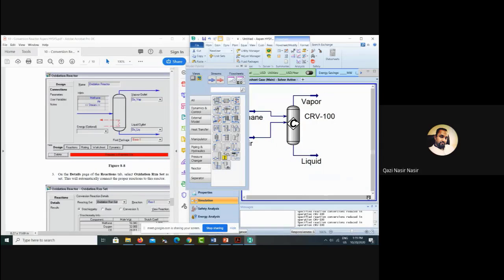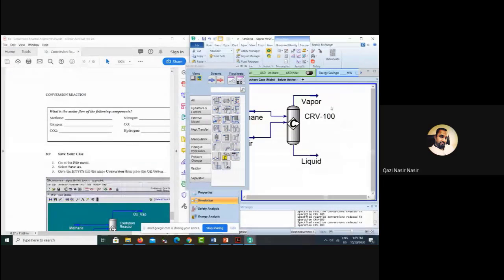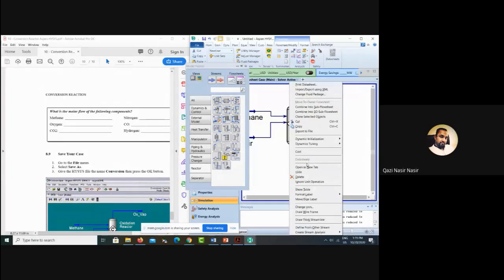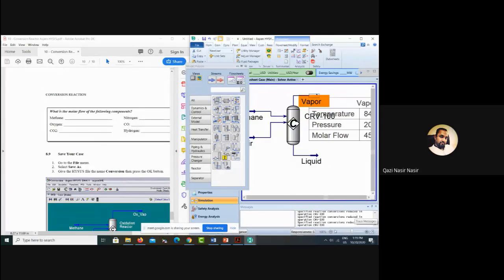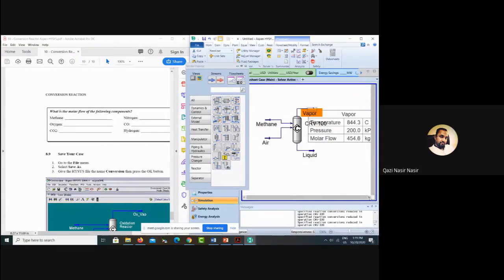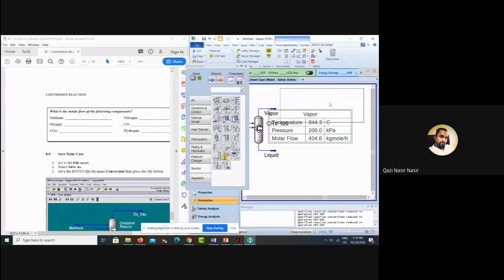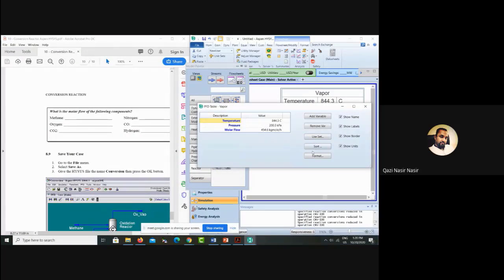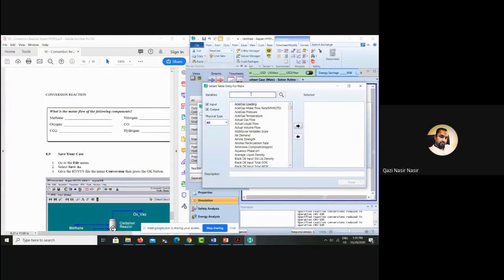Now if you want to see the composition of your vapor stream and composition of your liquid stream, again you can do it with a table. You can show table here, and then you can go one by one and add the composition. Just double click and open this one, remove the variables that are not required. What you need to know is how much is the flow rate for the vapor stream and how much is the flow rate for the liquid stream. So you click on master component, go here and find out the flow rate.